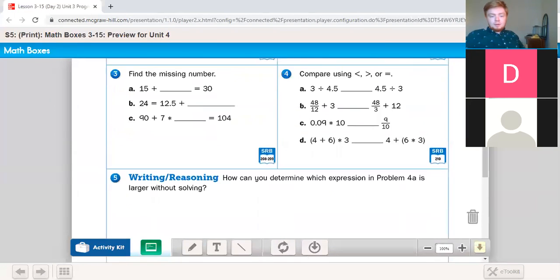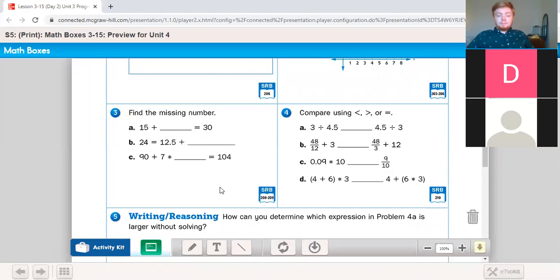That's awesome. All right. Section 3, I guess I can say, is find the missing number. So it gives us an equation, but it takes a number out and it wants us to solve it. Usually when there's a missing number, we just got to work backwards. So if 15 plus blank equals 30, how can I figure that out?